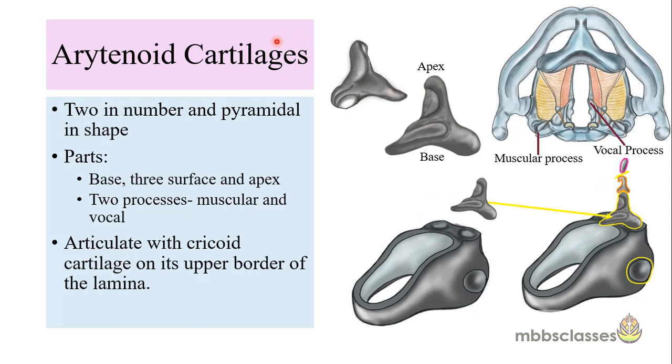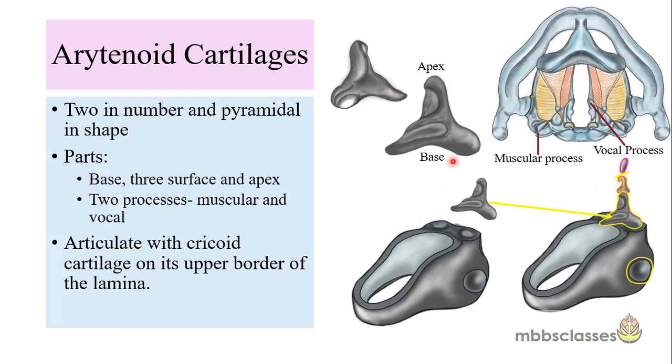Arytenoid cartilages are paired cartilages, one on each side. They are two in number and they are pyramidal in shape. Being pyramidal in shape, they have a base, three surfaces, the medial surface, the lateral surface, and the posterior surface, and one apex. So this is the apex. We can see this is pyramidal in shape, having two processes, the muscular process and the vocal process. The vocal process is directed anteriorly, to which the vocal ligament is attached, and the muscular process is directed laterally.